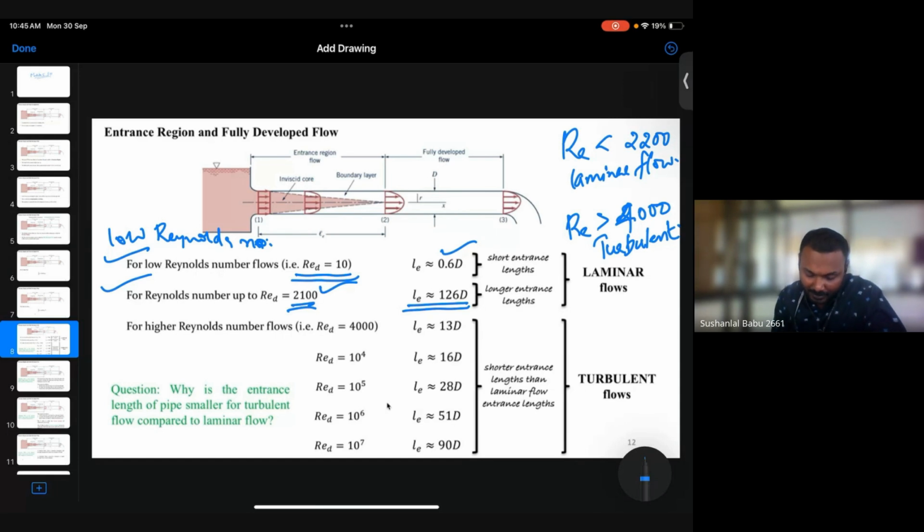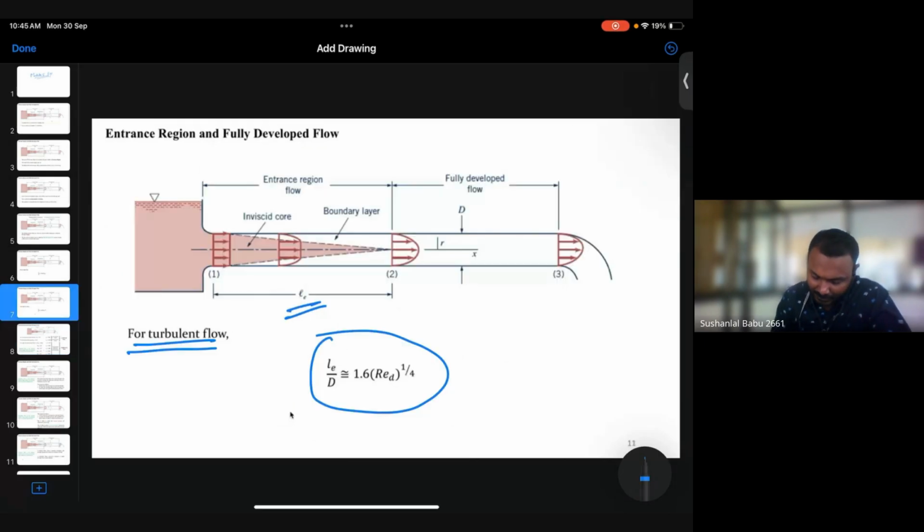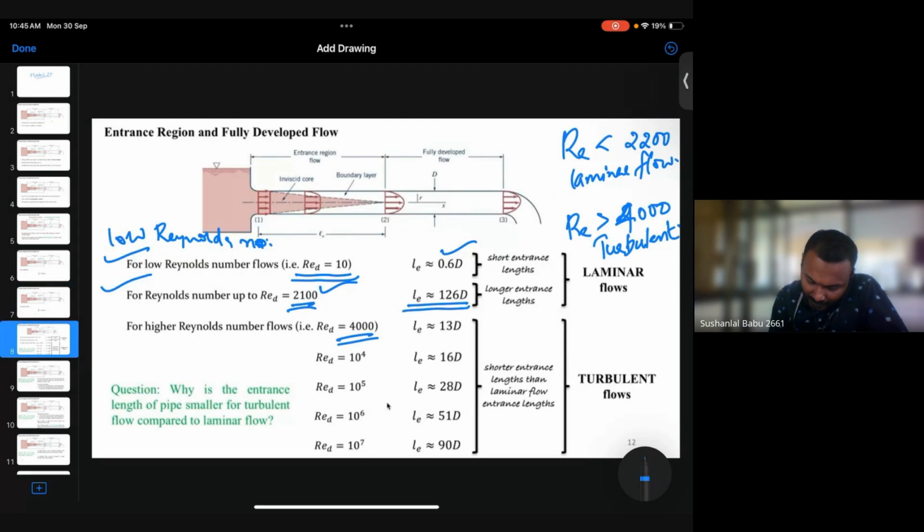And for higher Reynolds number, for example, Reynolds number greater than or equal to 4000, we have to use the second expression: Le by d is approximately equal to 1.6 into Re raised to 1 by 4. You can substitute Re here, that means Le by d is equal to 1.6 into 4000 all raised to 1 by 4. If you solve it, you will get 13 times d.